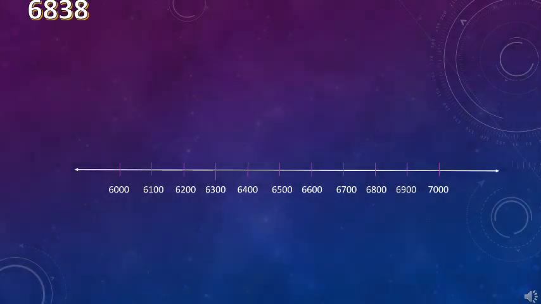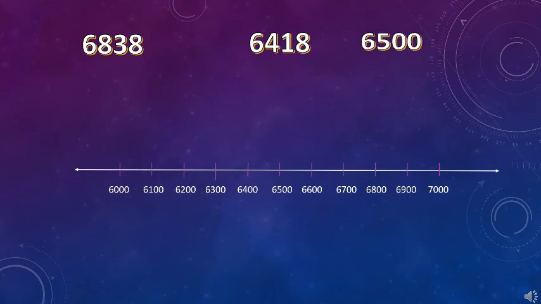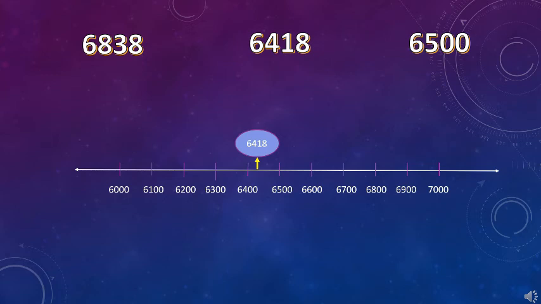Consider the numbers 6838, 6418 and 6500. Since 6418 is nearer to 6000 than to 7000, we round off 6418 to 6000, and also 6000 is the multiple of 1000. Hence, 6418 rounded to the nearest thousand is 6000.